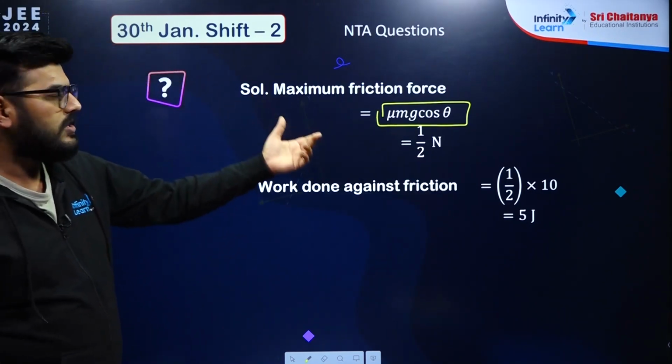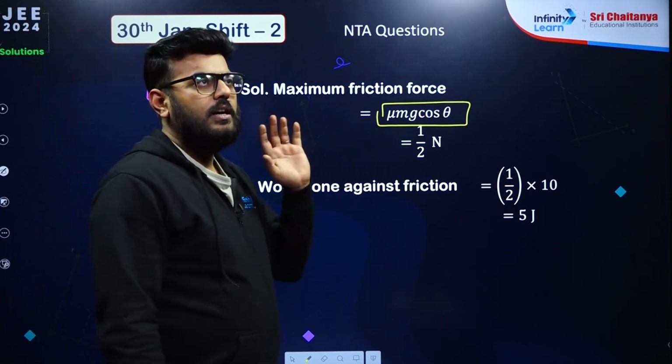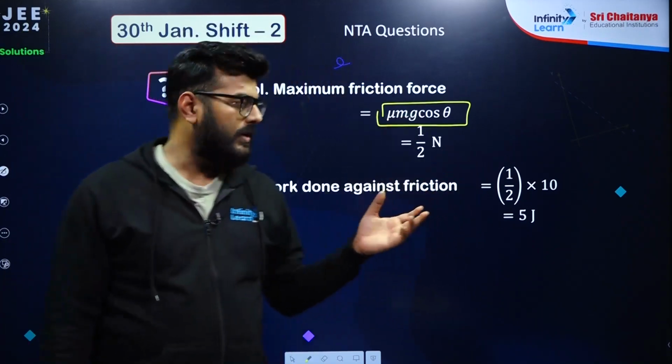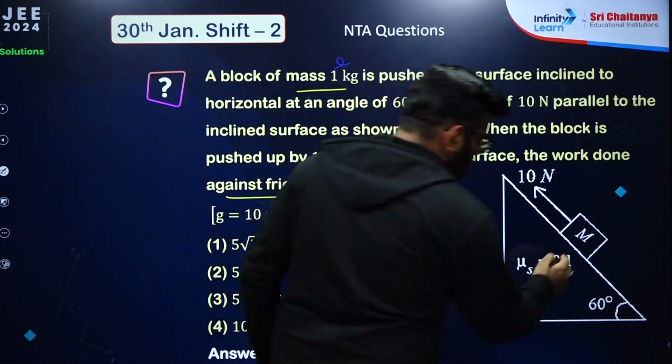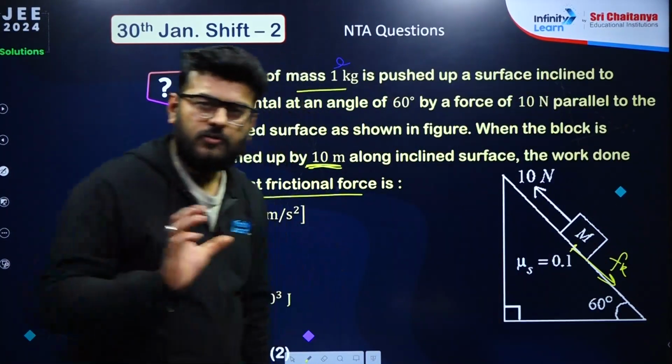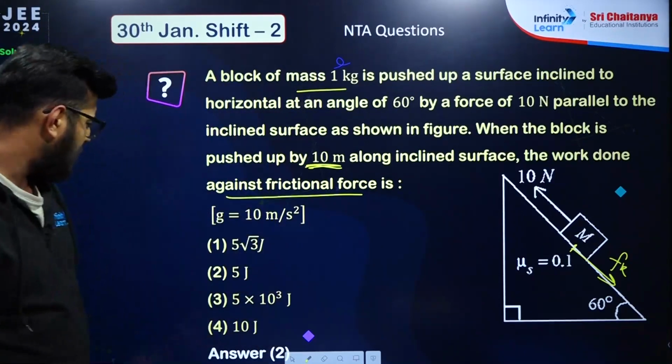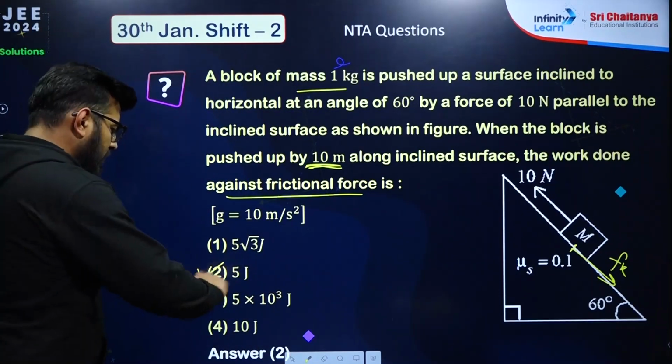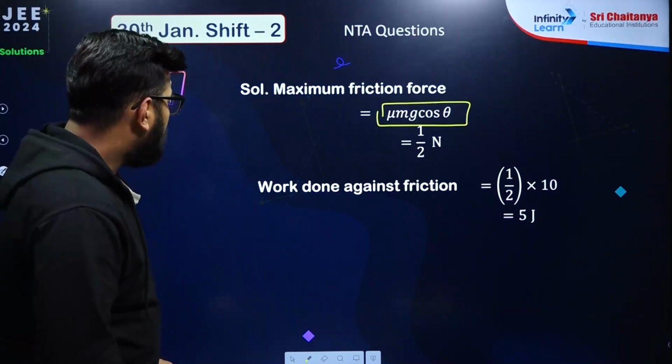So the maximum friction force, obviously during motion, the limiting friction force will work over here, and the limiting friction force will work in the backward direction. Okay. And Fk is mu mg cos theta. So the work done is simple, and I hope maximum students have got the correct answer over here. That's option number 2. Moving ahead for the next one.